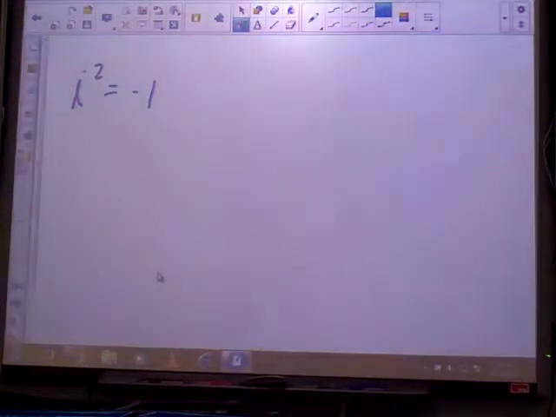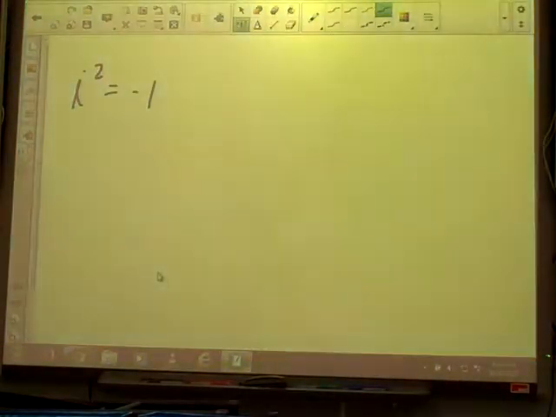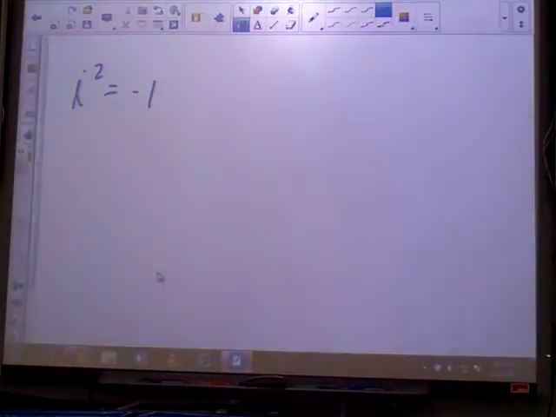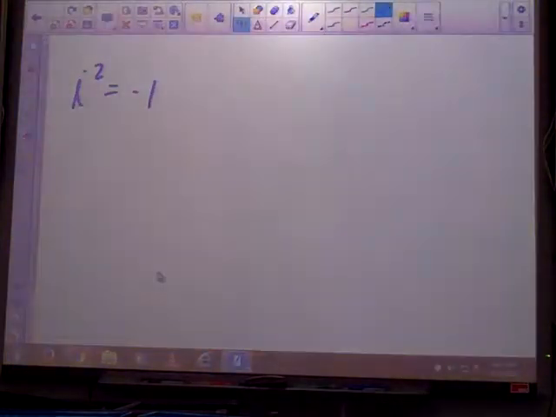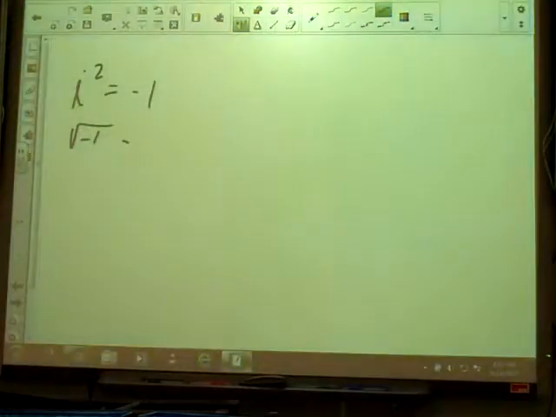Every time. Is that just i or any variable squared? Just i. i's not a variable. It stands for imaginary. I know, it's crazy. i squared is equal to -1, which means if I have the square root of -1, that would be the same as i.